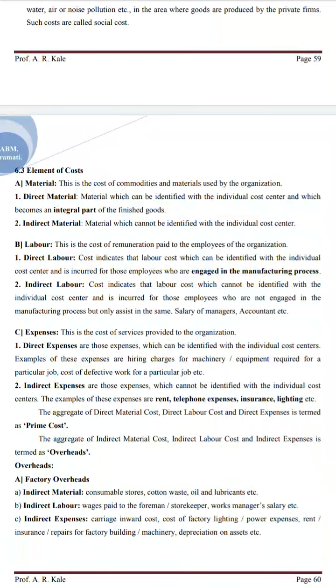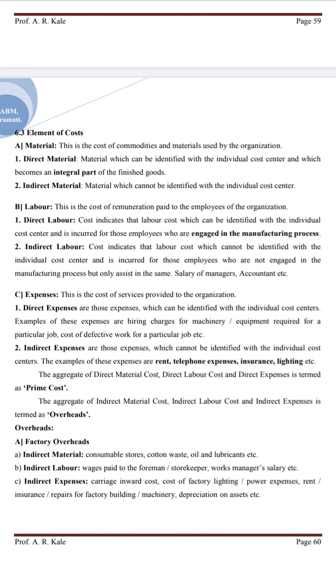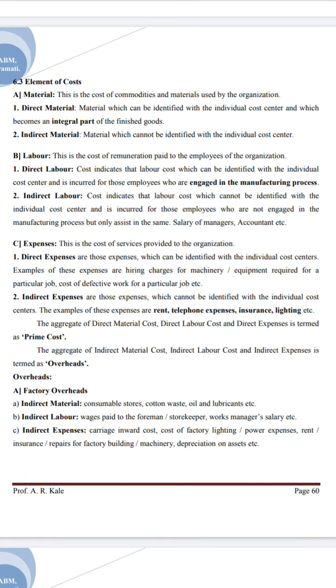Next is the elements of cost. Okay, there are three elements of cost. First one is material, labor, and expenses. Okay, direct material: the material which is an integral part of the production process, that is actually used in the production, is called direct material. And indirect material, which is not directly involved or used in the production process, is called indirect material.